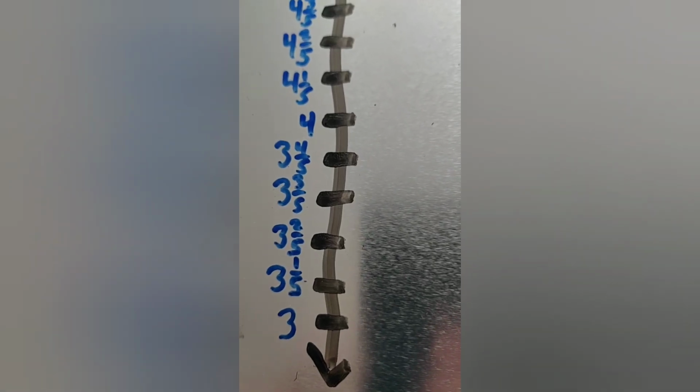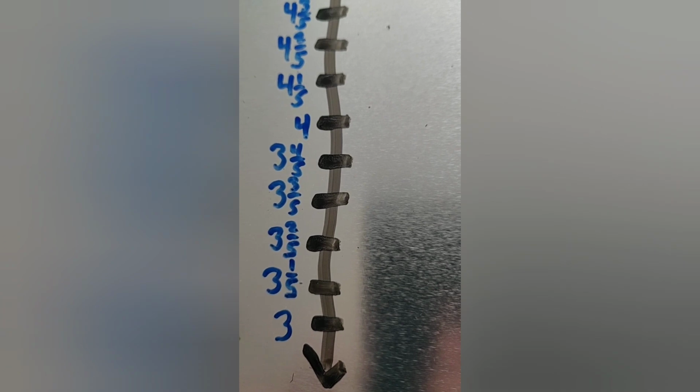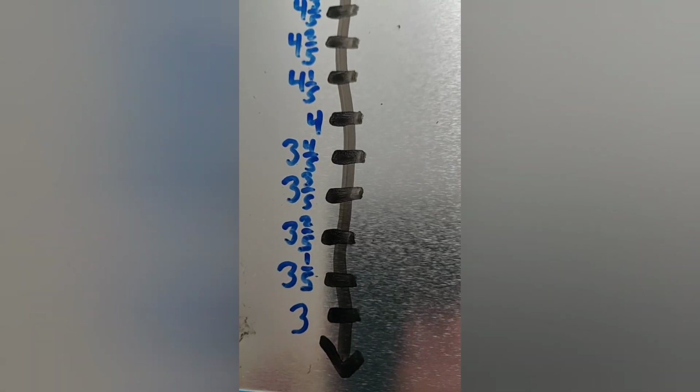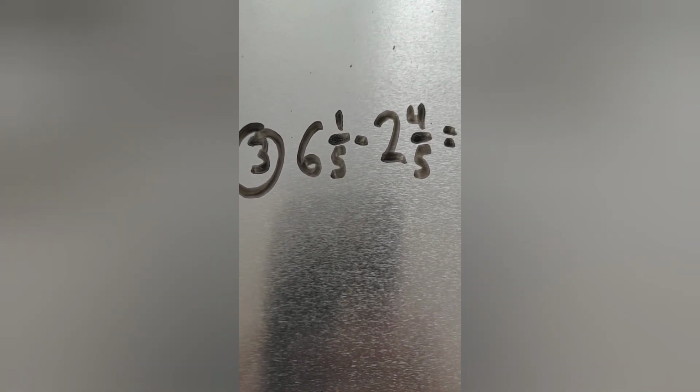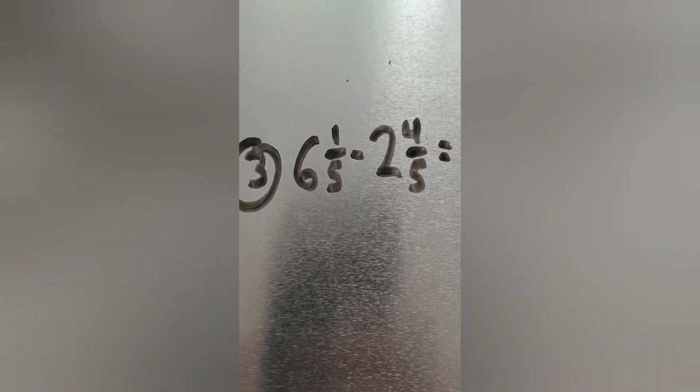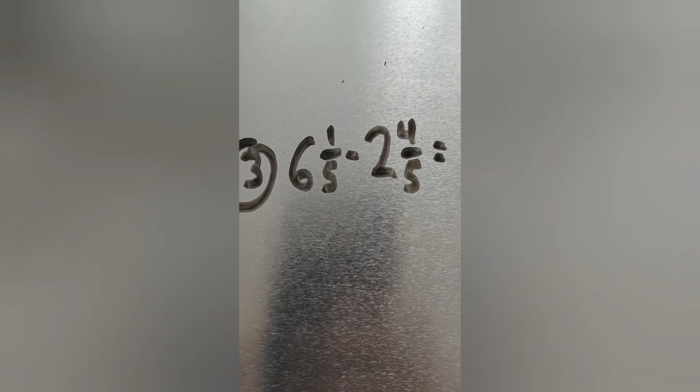So I decided to start with 3 wholes at the bottom. Notice from 3 to 4, that's 1 whole. It's broken into 5 equal parts. And I decided to go all the way up to 7 on the top. So I built that number line going from bottom to top, from 3 to 7. So remember, for subtraction, we start with a number and then we take away from that number.